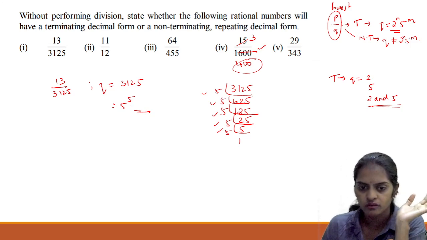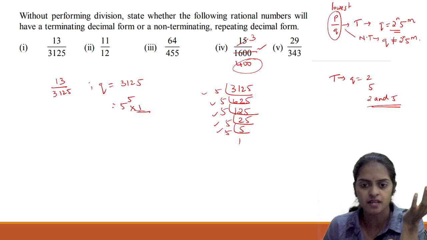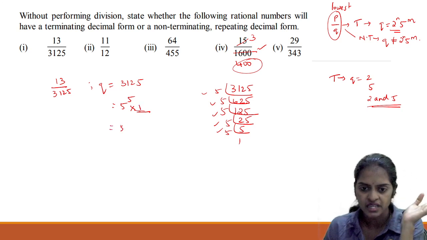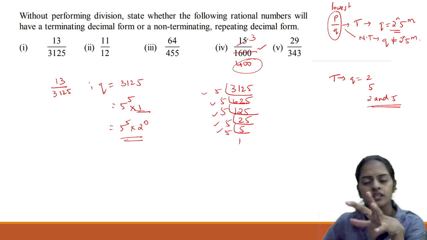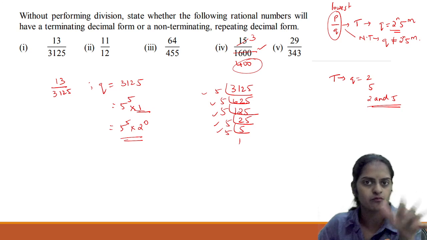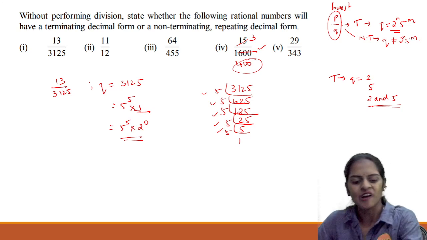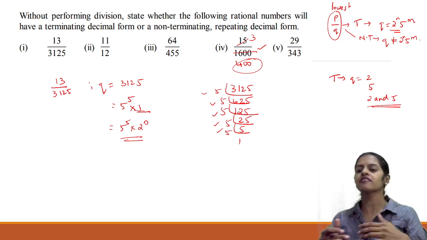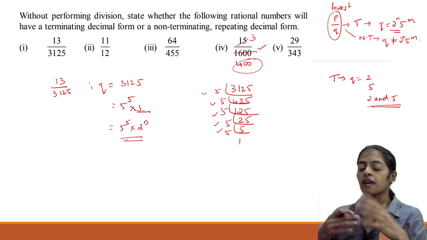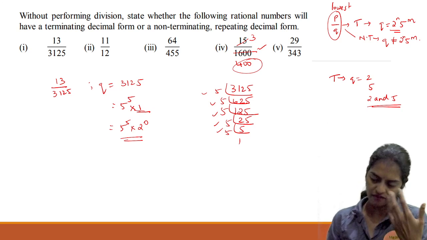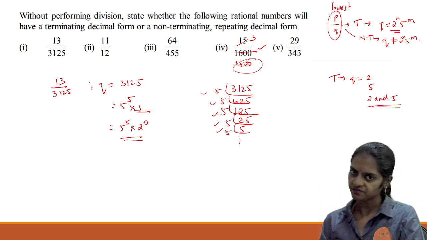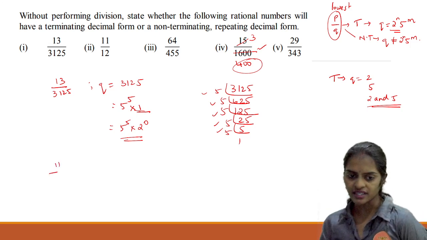Okay, so why is it so? Because this can be written as 5 power 5 into 1. So 1 can be written as 2 power 0, isn't it? So ultimately, if 2 is missing also, I can bring 2 into this. If 5 is missing also, you can bring 5 into that. But if you have some other number, then that is completely non-terminating, so you don't have to think about it anymore. Clear? Look at the next one, 11 by 12.